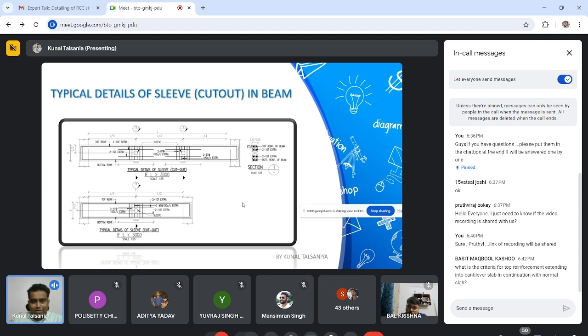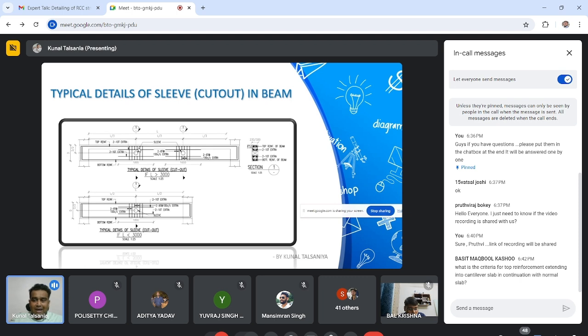What is L by 3? This is the point of contraflexure where moment is very less, not zero I can say, but very less. So you have to provide your first sleeve at L by 3 from the support. If the length of my beam is greater than 3 meters, I will allow a maximum of 2 sleeves, not more than 2. That 2-sleeve location is fixed by us.